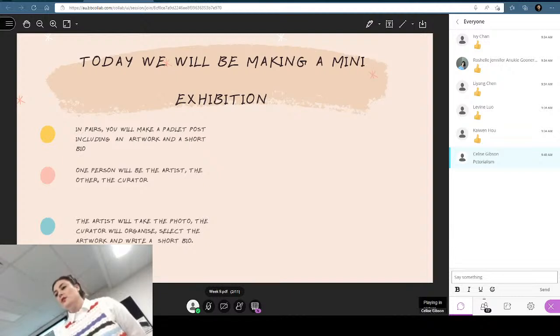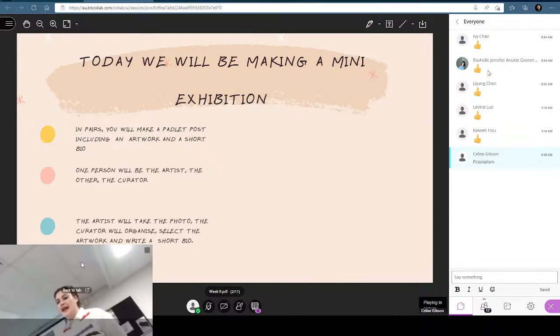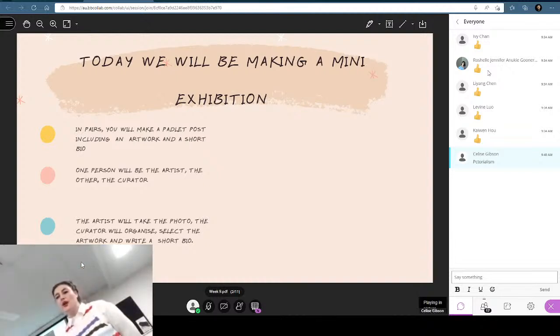In pairs, you will make a Padlet post, which will include an artwork and a short bio or biography. So one person will be the artist and the other person will be the curator. And if we have groups that are more than two, I'll give you additional jobs. So maybe you have two artists and a single curator. The artist will take the photograph and the curator will organize and select the artwork and write a short biography. And we'll do this as a stepped process.